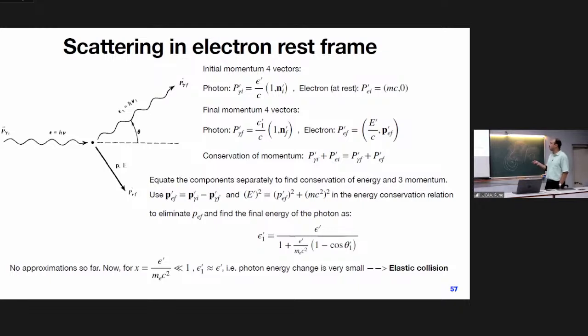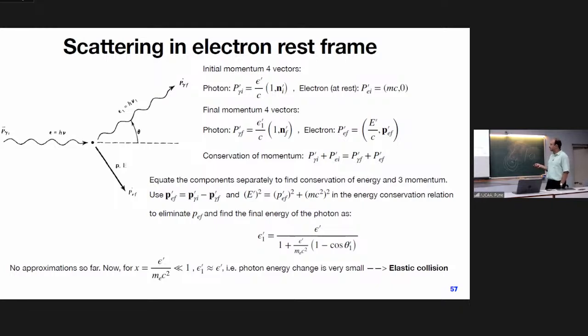I'm talking about everything in prime coordinates because this is the rest frame of the electron. It looks something like this. It's just energy conservation and momentum conservation. So it is epsilon prime divided by 1 plus epsilon prime by mc squared times 1 minus cos theta. Now, if I go to the limit where epsilon prime, which is the incident energy of the photon, is much smaller than the rest mass energy of the electron, so this fraction here is very small, then I can effectively ignore the cos theta terms here.